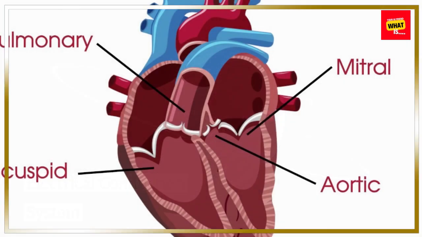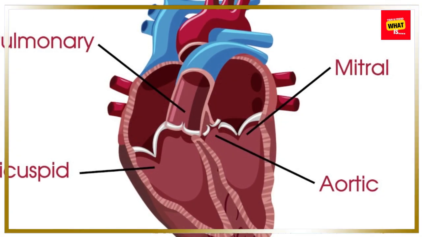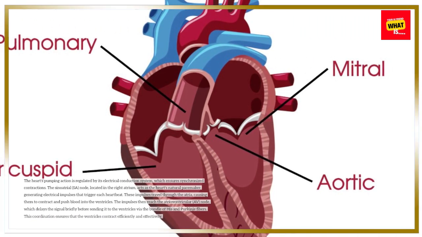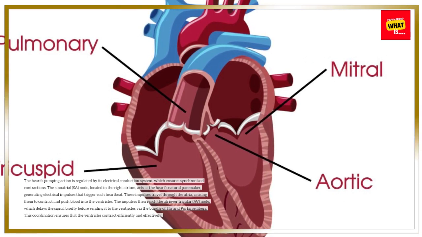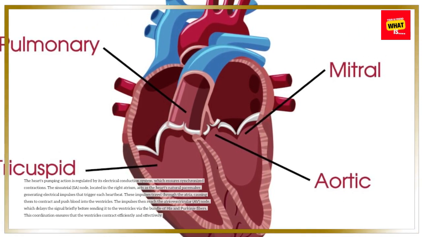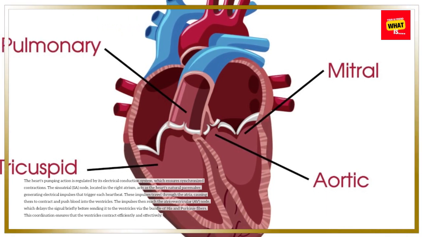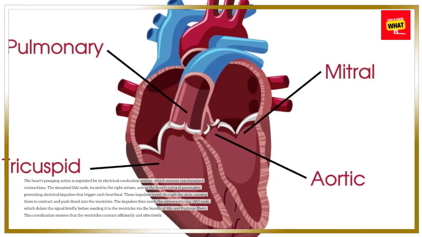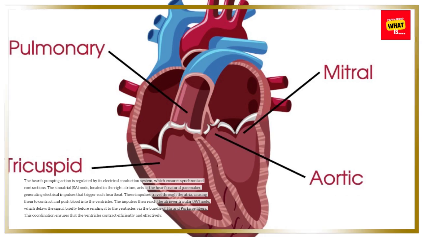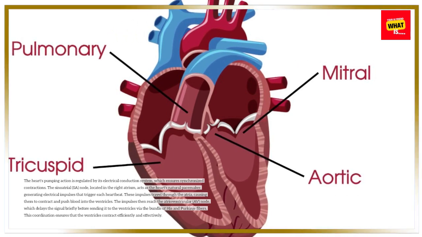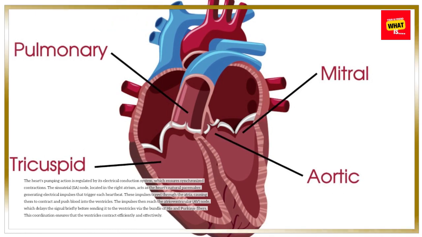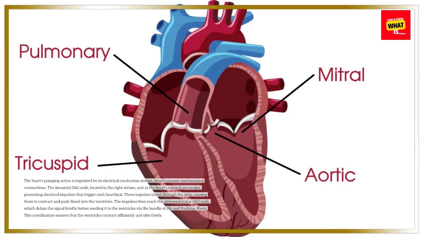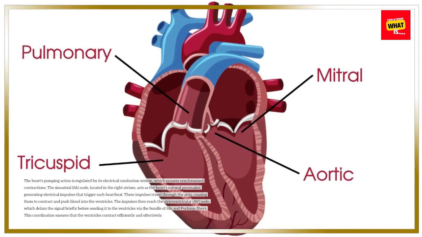Electrical conduction system. The heart's pumping action is regulated by its electrical conduction system, which ensures synchronized contractions. The sinoatrial (SA) node, located in the right atrium, acts as the heart's natural pacemaker, generating electrical impulses that trigger each heartbeat. These impulses travel through the atria, causing them to contract and push blood into the ventricles. The impulses then reach the atrioventricular (AV) node, which delays the signal briefly before sending it to the ventricles via the bundle of His and Purkinje fibers.